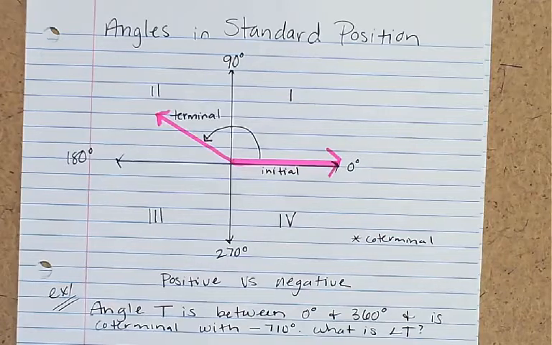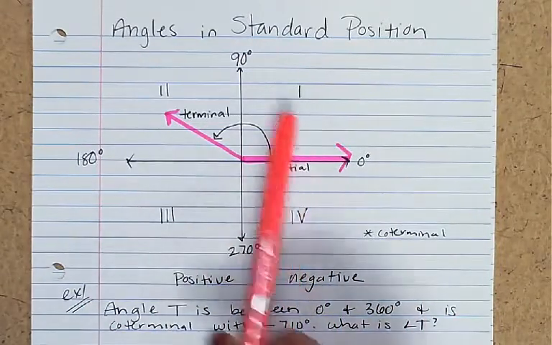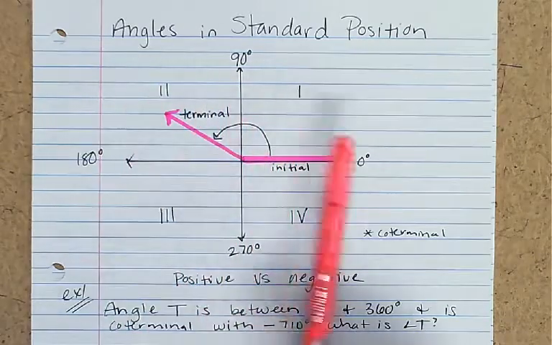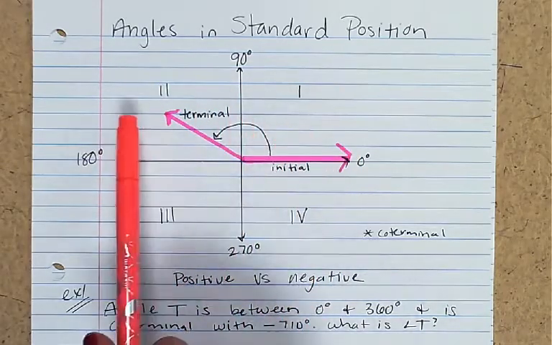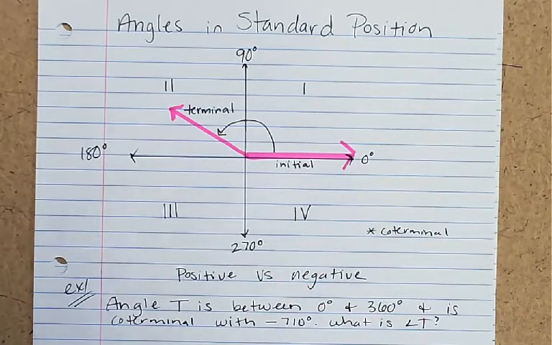Review of the Edgenuity lesson, angles in standard position. Just as a reminder, on this coordinate plane, I've written in all the quadrants. The top right is the first, then you travel counterclockwise. So it goes first, second, third quadrant, and fourth quadrant. And they usually use Roman numerals when they're identifying quadrants.